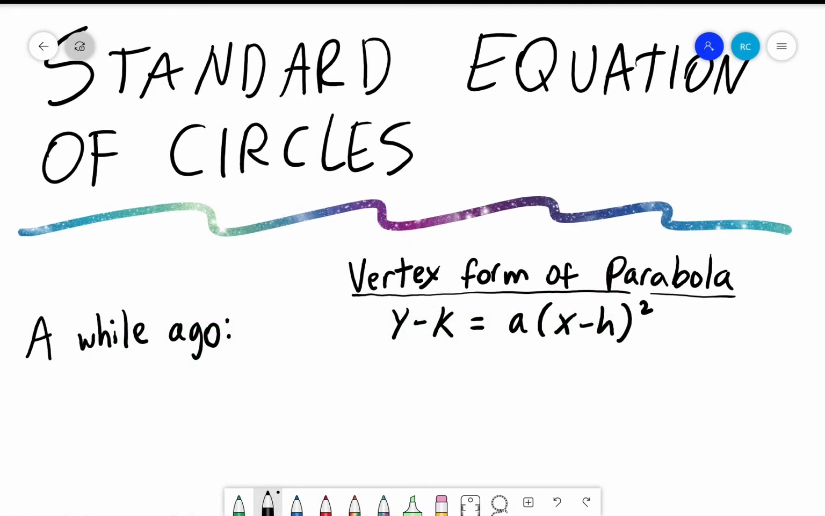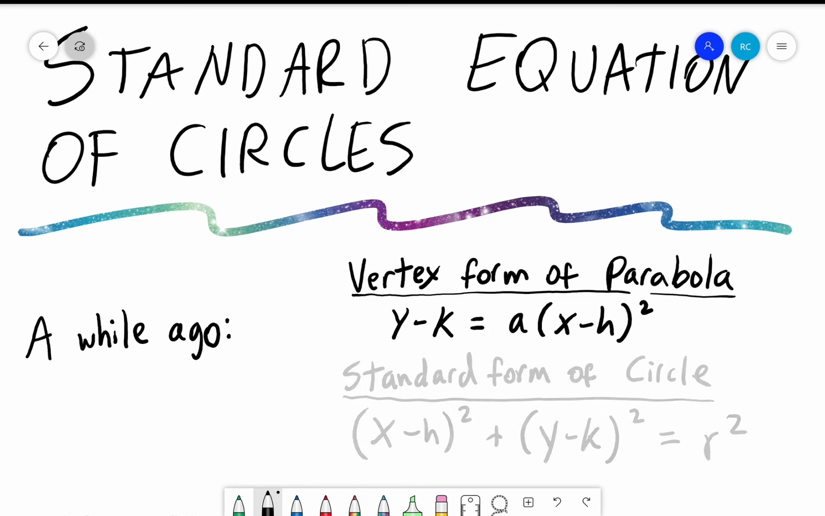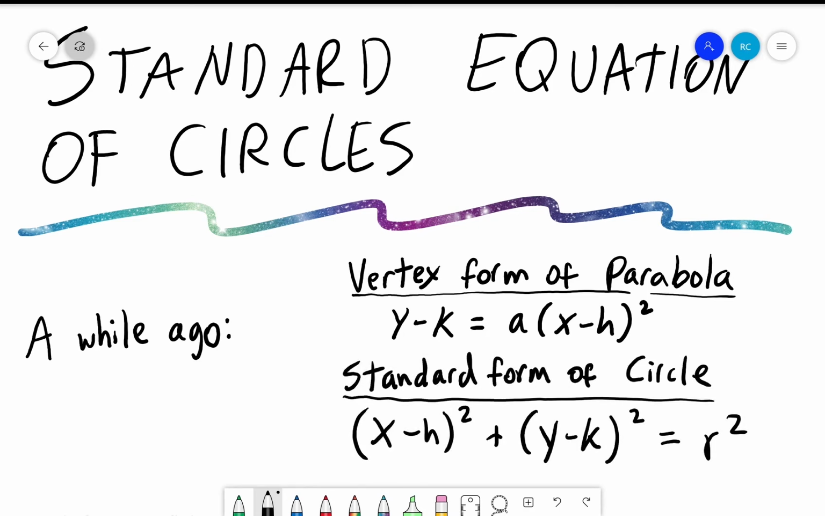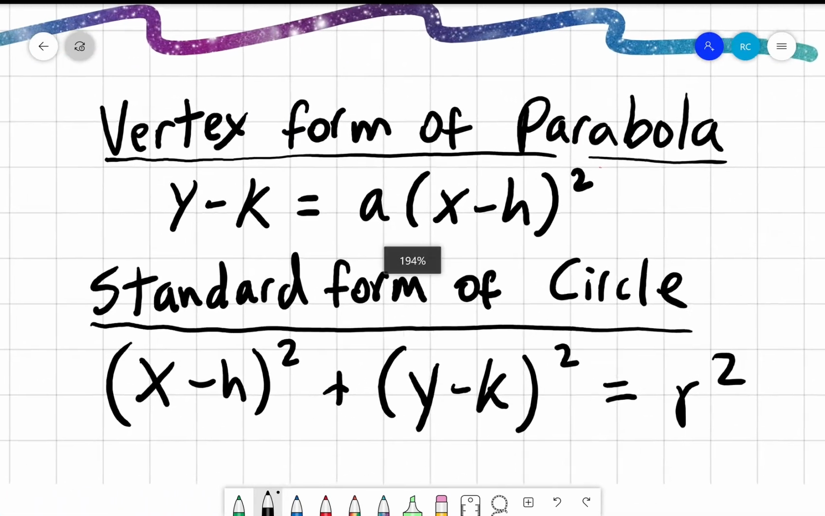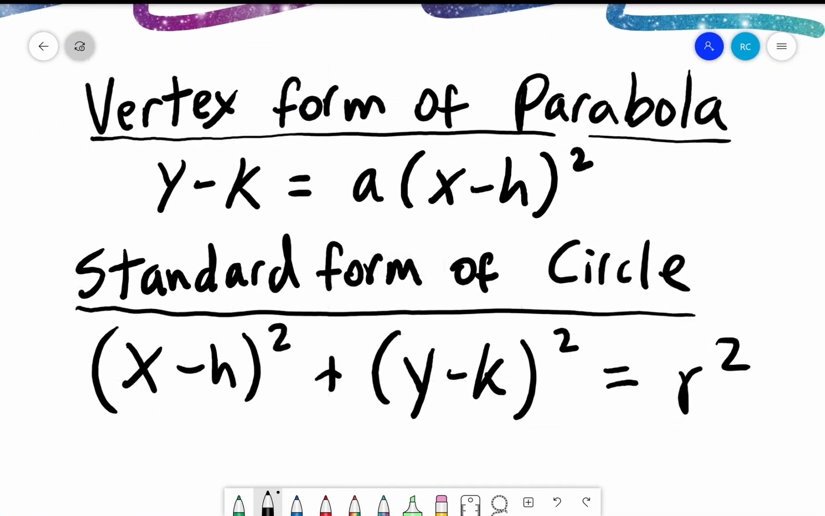So going forward, we're going to use this alternate vertex form of a parabola because I want you to see how closely it lines up with the standard form of a circle. Let's take a closer look at this. Do you see the similarities? Do you see why I chose to use h and k?